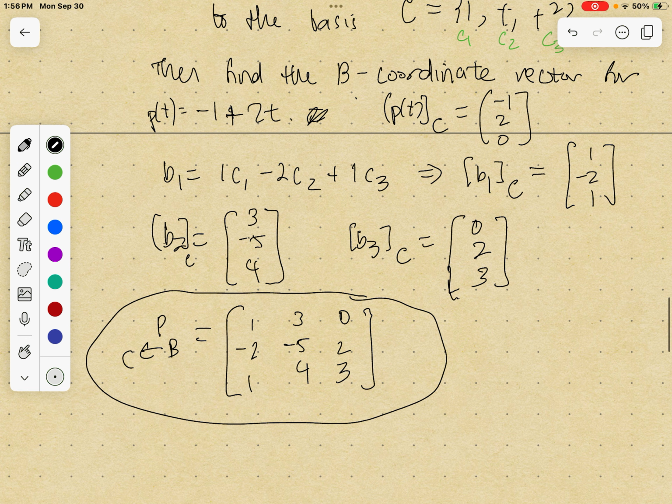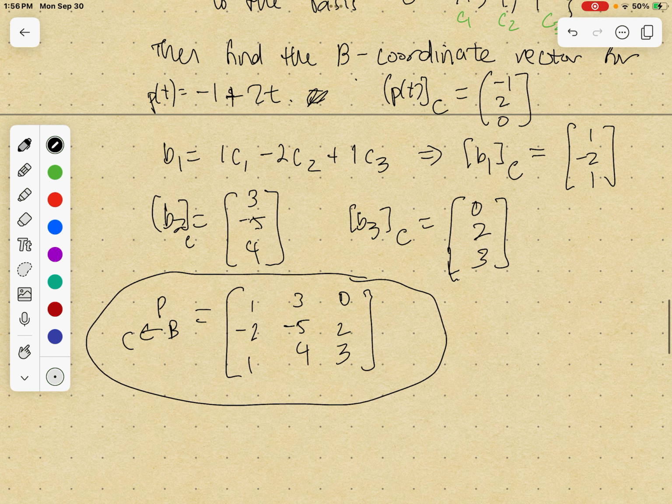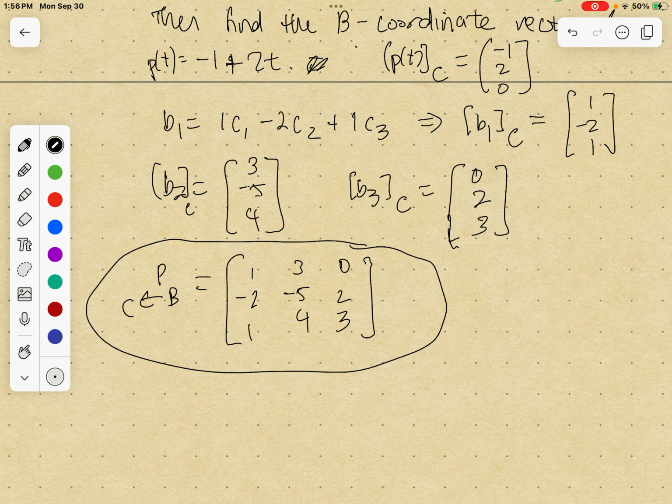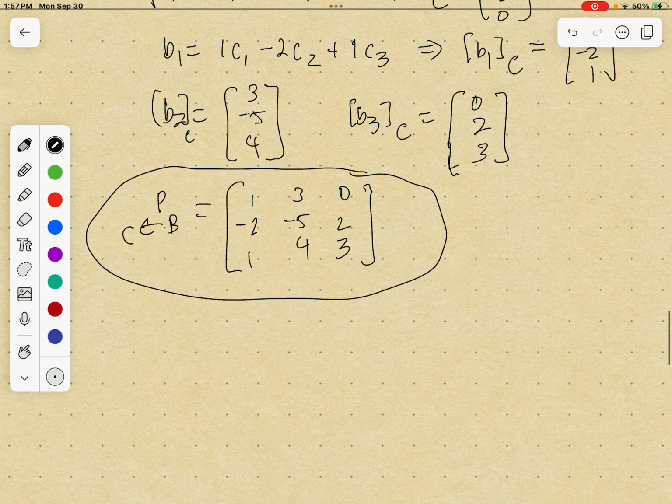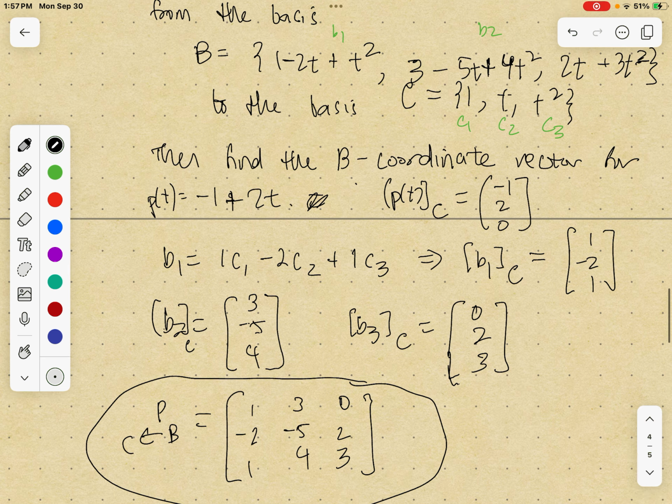And so to convert from C back to B coordinates, well, this matrix that we found takes you from B coordinates to C coordinates. So what matrix takes you the other way around? What takes you from XC back to XB? Well, that would be the inverse, right? The inverse just reverses what the original matrix does. And so we want to evaluate the inverse of this matrix times the vector negative 1, 2, 0.